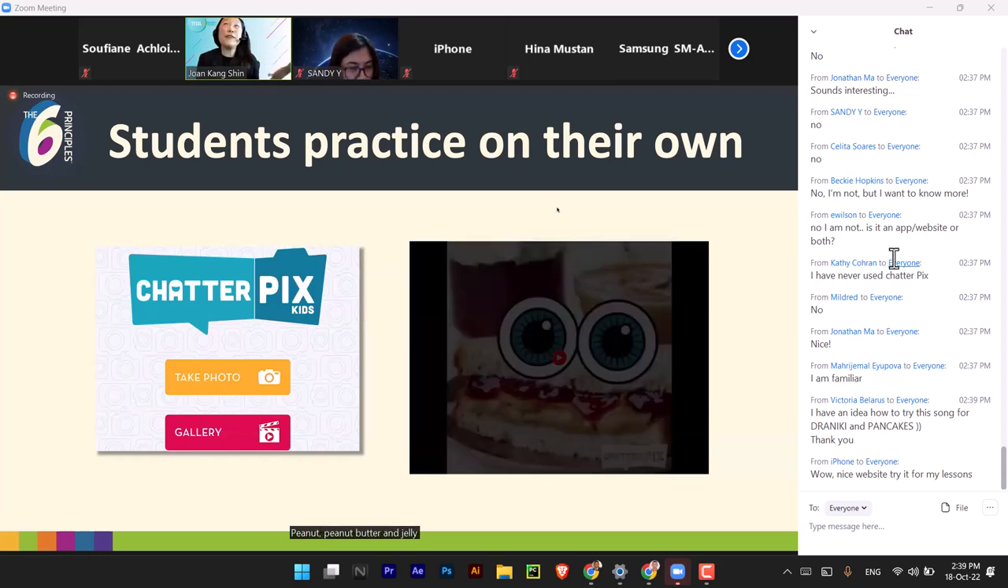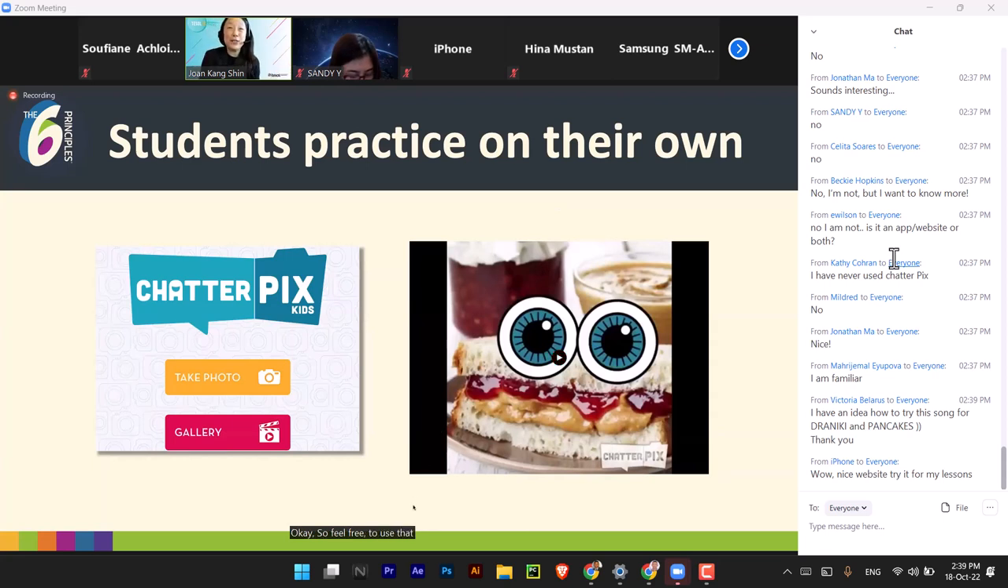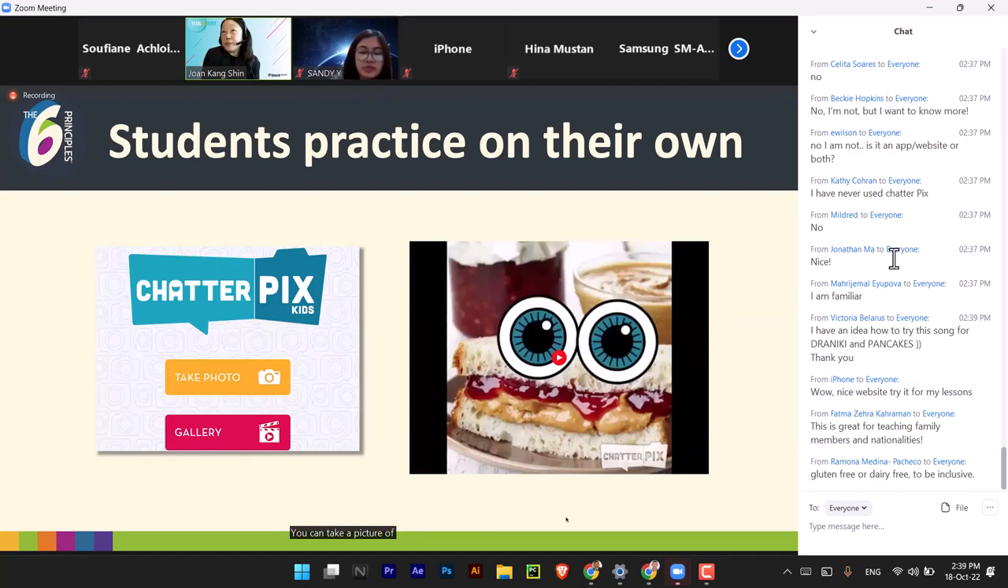Okay, so feel free to use that. I hope you enjoy using ChatterPix. You can take a picture of your friend or your spouse or anyone and make them say whatever you want.